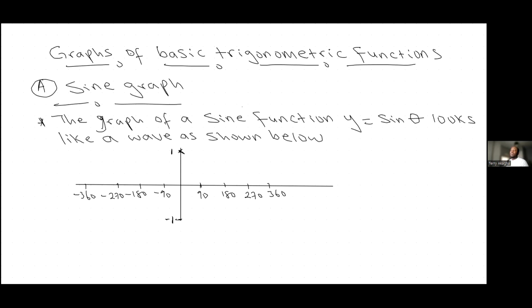What is interesting about the sine graph is that it starts from 0. So this is 0. 90 is going to be 1. 180 is going to be 0. 270 is going to be -1. And 360 is going to be 0. So you can see that we have a kind of sigmoidal curve here, a wave.